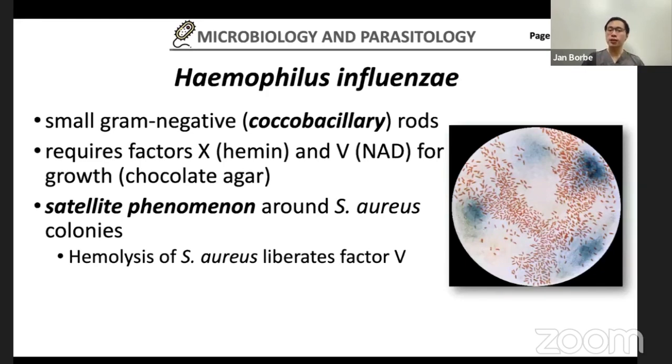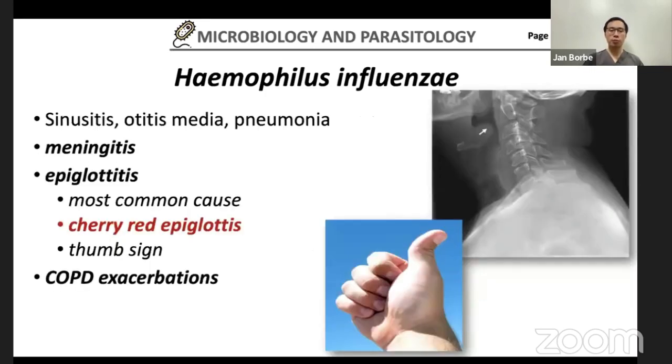Sensitive because it is sensitive to temperature changes. Okay, it's easily destroyed, it's easily killed by environmental factors, chemicals, and temperature changes. Okay, so yun yung key feature ni Hemophilus. So ano naman tatandaan natin? It can cause meningitis, epiglottitis, you have the cherry red sign, di ba?